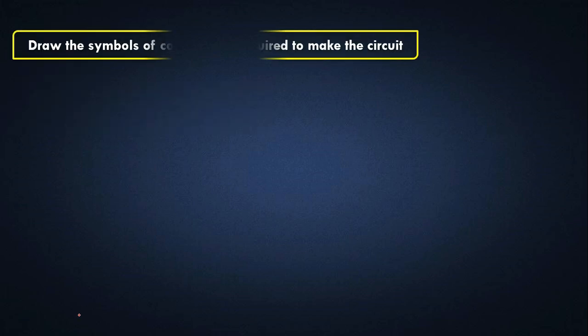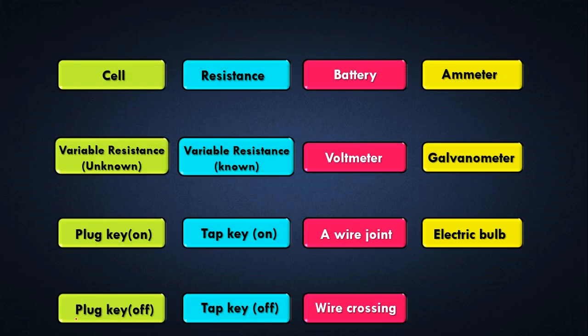It's test time. Simply draw the symbols of components required to make the circuit. Here, the first structure is a cell. So we have seen already cell, resistance, battery, ammeter, variable resistance unknown, variable resistance known, voltmeter, galvanometer, a plug key which is on, tap key which is on, a wire joint, electric bulb, plug key which is off, tap key which is off, and a wire crossing. So these are all the symbols we have seen. Now you are tasked to draw all of these.